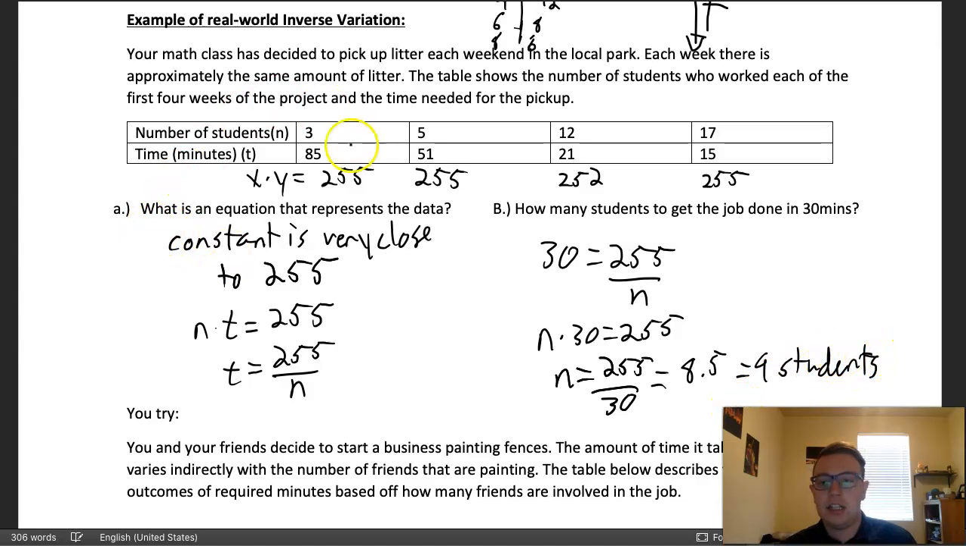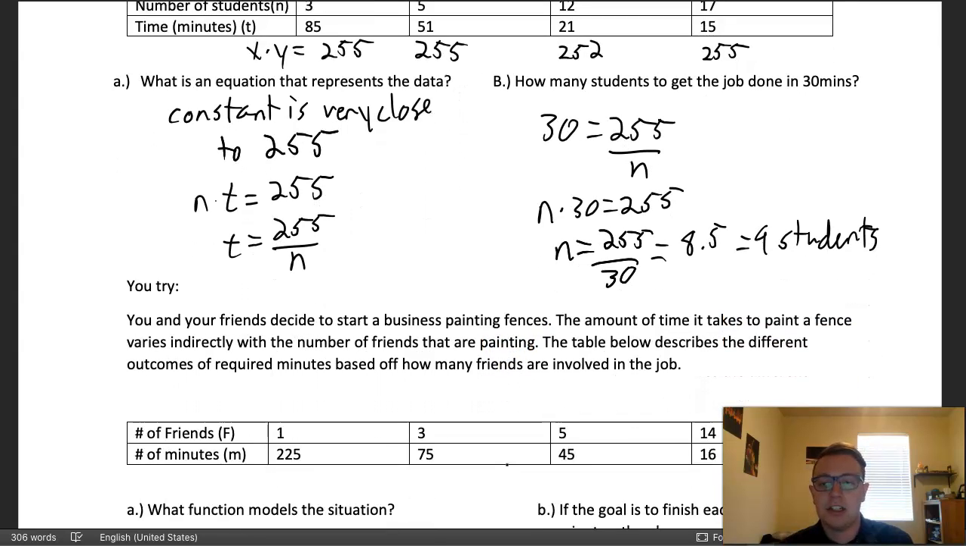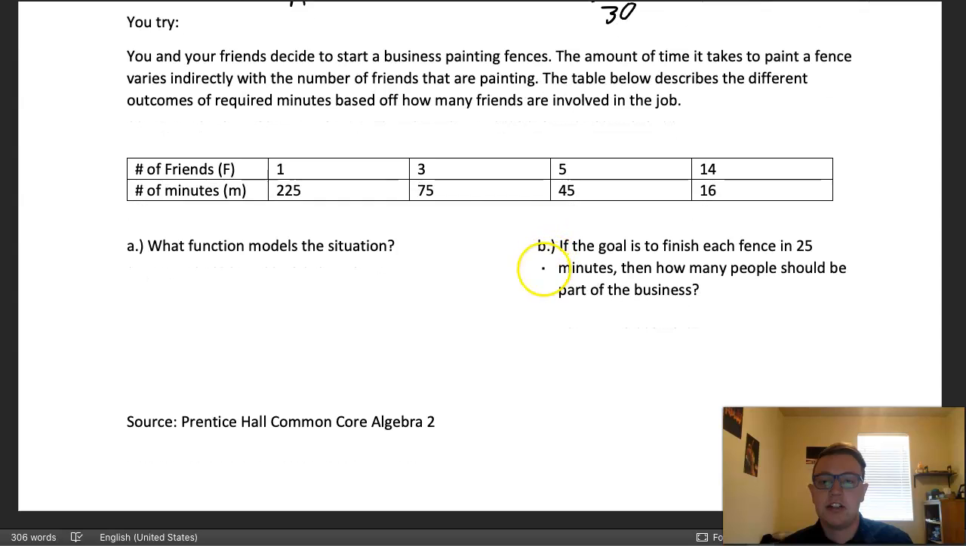Okay, so we looked at the values. We saw that one was increasing, the other was decreasing, which led us to believe this was inverse variation. We found our constant, we set up our equation, and we could figure out how many students it would take to get it done in 30 minutes. Now let's have you all try one. This time you and your friends are painting fences, and the amount of time it takes varies indirectly with the number of friends, or inversely, specifically. So here's a table of the number of friends versus the time.